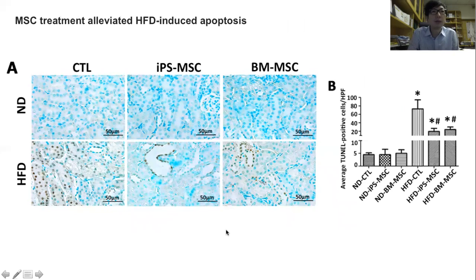This is a diagram to show that stem cell treatment alleviated apoptosis, and here you can see the staining over here showing the apoptotic tubular cells in high-fat diet treated animals, which were markedly reduced in animals treated with either iPS stem cells or bone marrow mesenchymal stem cells. And the numerical values are shown here on the right-hand panel.